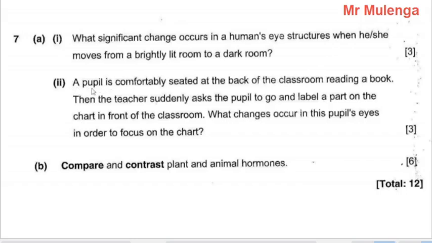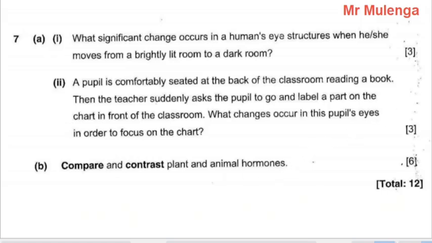Question 7.2, a pupil is comfortably seated at the back of the classroom reading a book. Then the teacher suddenly asks the pupil to go and label a part on the chart in front of the classroom. What changes occur in this pupil's eyes in order to focus on the chart? Our last question, which is question B right here. Compare and contrast plant and animal hormones.